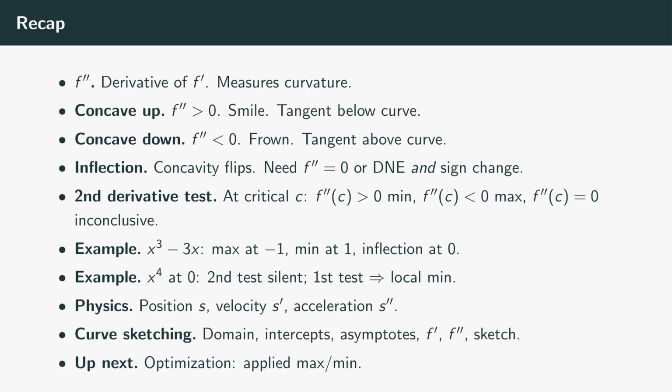Next time, episode 13, optimization, applied maxima and minima. We take everything we've built and use it to solve real problems. Minimum cost cans, maximum area fences, cheapest cylinder of fixed volume. The first and second derivative tests turn into a problem-solving strategy. See you in episode 13.